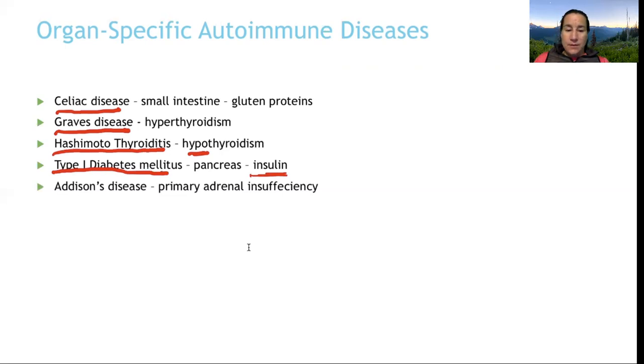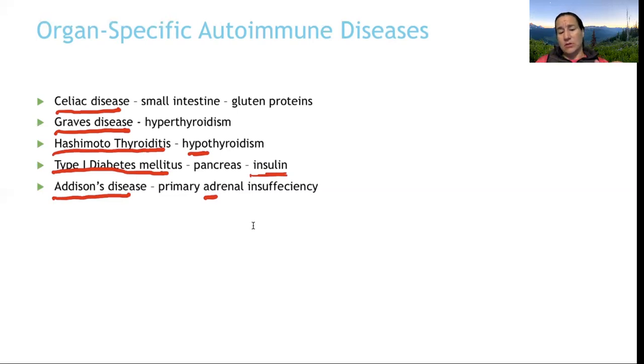Last, the organ-specific one is going to be Addison's disease. Addison starts with an A and a D, and Addison's disease affects the adrenal gland, so that also starts with an A and D. So hopefully we can remember that Addison's disease affects the adrenal gland. And so it's going to attack the adrenal gland and the cortex of the adrenal gland.